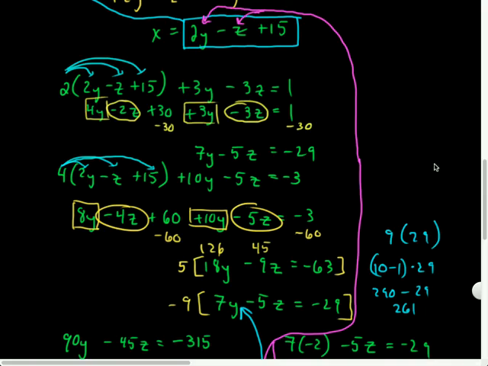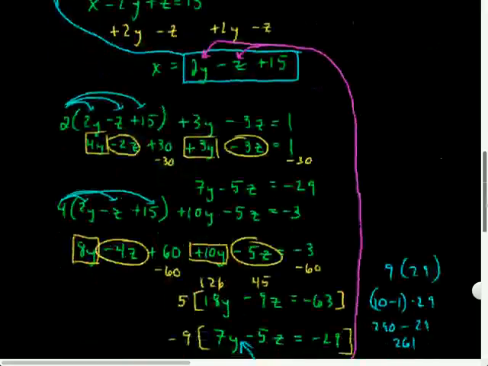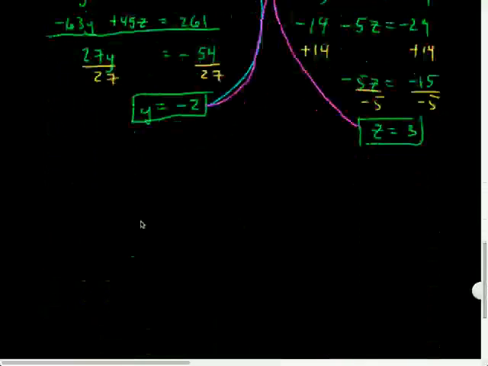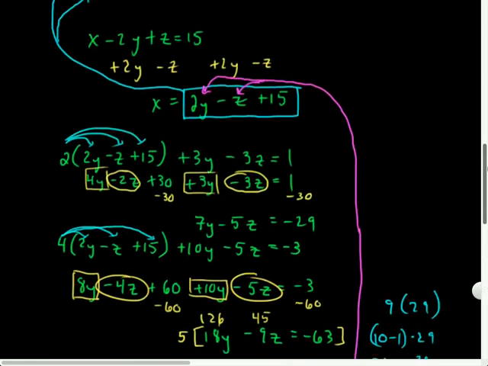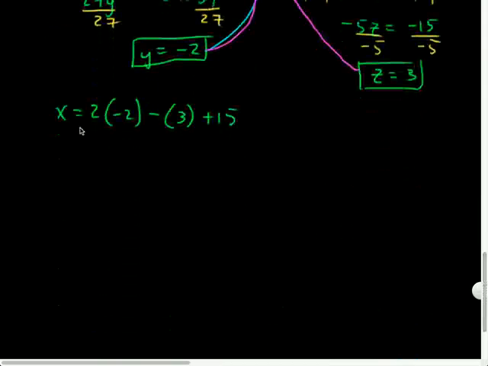So let's see. Man, I've got to keep scrolling back and forth. So x equals 2y minus z plus 15. So let's write this down. So x equals 2. Instead of y, it's negative 2. And then what was it? Minus z, was it? So minus 3 plus 15. Let me just verify. Yep. And hey, I could solve this. Negative 4 minus 3 plus 15. Negative 7 plus 15. And I get x equals positive 8.